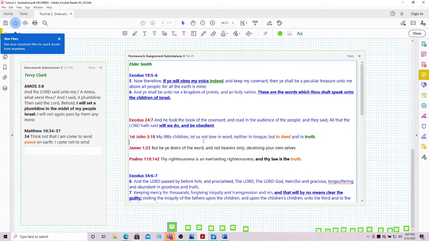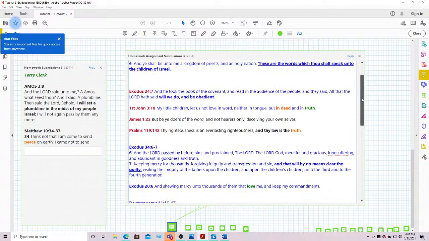So that's the plumb line right there that Christ broke down to us. If you'll obey my voice indeed and keep my covenant, then you shall be a peculiar treasure unto me above all people, for all the earth is mine. So that's a plumb line right there.